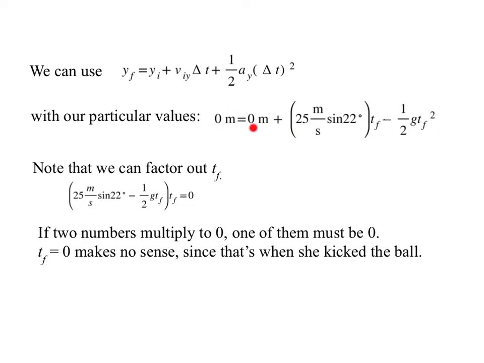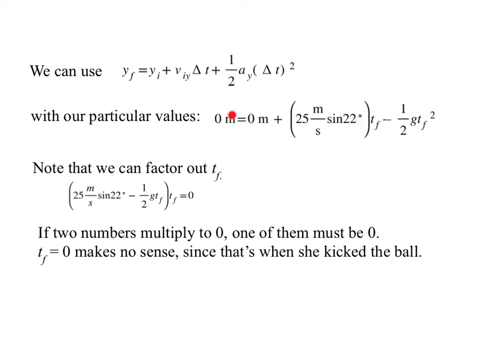But it turns out that the fact that these two values are equal makes life easy. We have 0 equals this stuff, and we can factor out a tf, because there's a tf here, and there's tf times tf here. And we end up with 25 meters per second sine 22 degrees, minus a half g times tf, all of that times tf is 0. And the zero property of numbers tells us that if two numbers multiply to 0, at least one of them must be 0. But tf equals 0 doesn't make any sense. Tf equals 0 is when she kicked the ball. It can't be the time of flight of the ball.